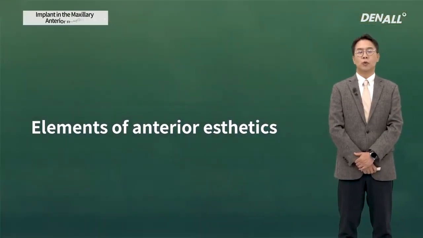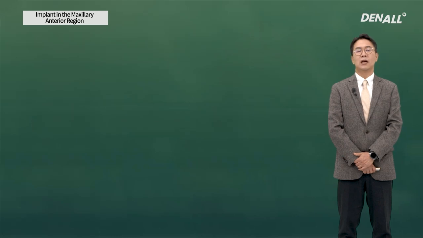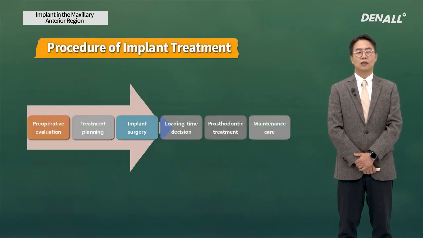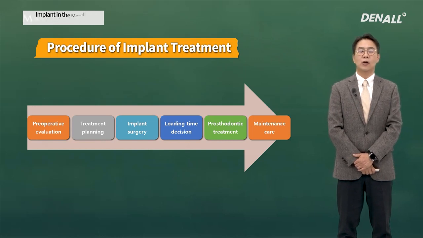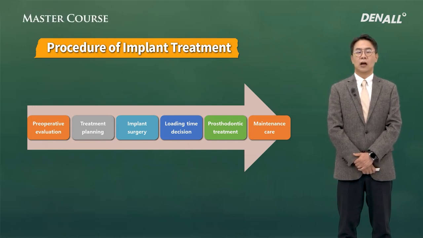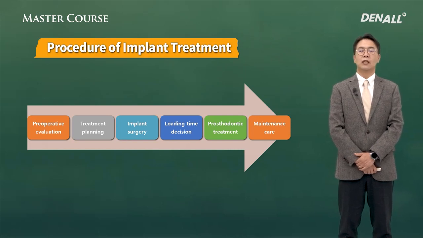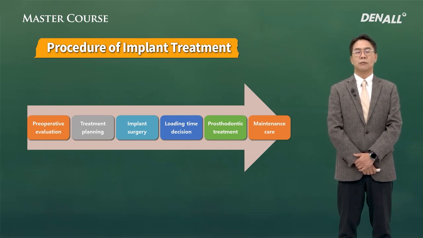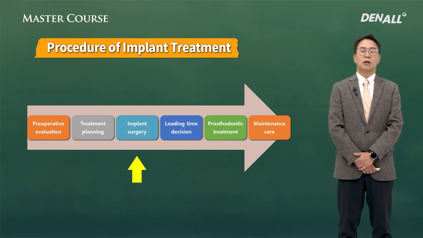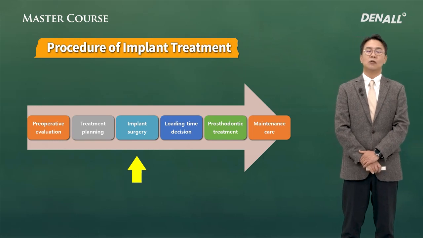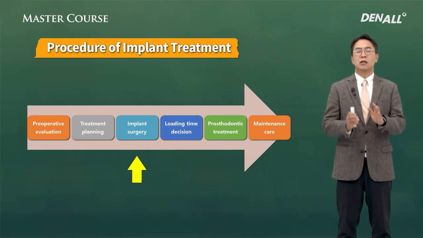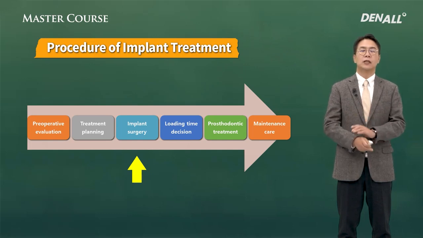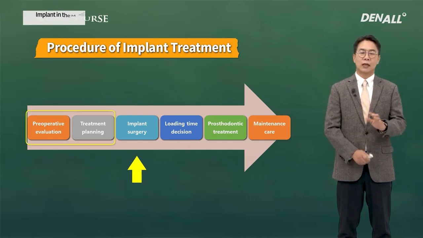First, the elements of implant treatment: the procedure of implant treatment. First, pre-op evaluation and treatment planning, and then implant surgery, prosthetic treatment and maintenance care. In many cases, we are too focused on implant surgery, and we put too much effort into that. However, there are determining factors for the surgery. The most important one is pre-op preparation.